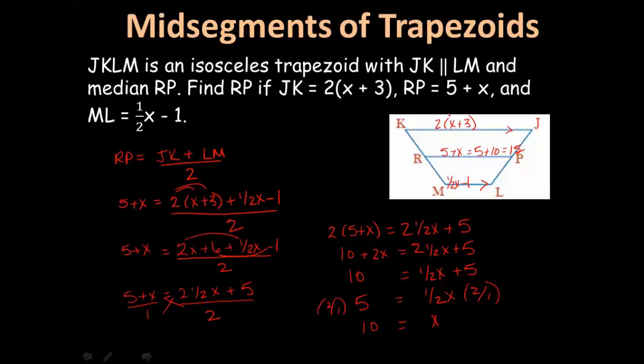And if you want to just check yourself, plug in a 10 there. 2 times 13 is going to give me 26. Plug in a 10 there, that's going to give me a 5 minus 1 equals 4. I add those two together, 26 and 4, that's going to equal 30. Divide by 2, I get 15. So I did a little check there.